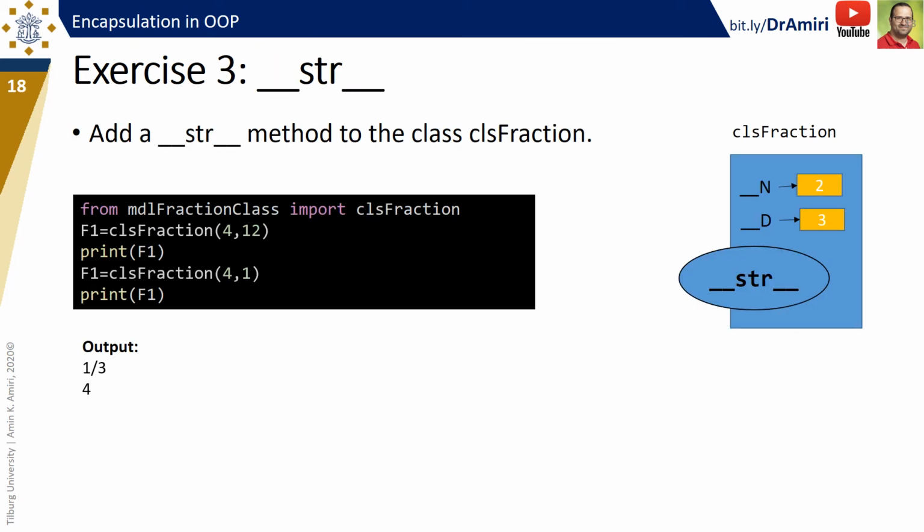Let's do another exercise. Pause here for 2 or 3 minutes and try to add a dunder str method. We want the dunder str method to simplify the fraction and print it in a good manner. So for example, if f1 is 4 over 12, 1 over 3, that is 1 slash 3, should be printed. If the fraction is 4 over 1, only 4 should be printed.